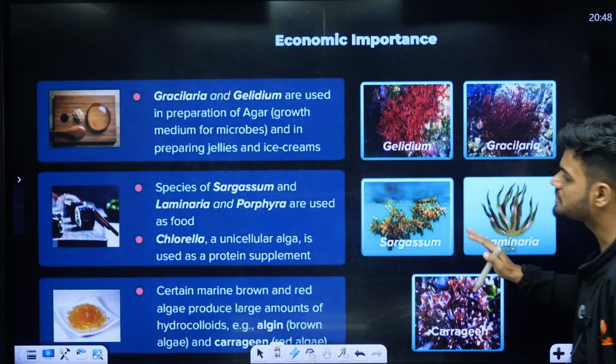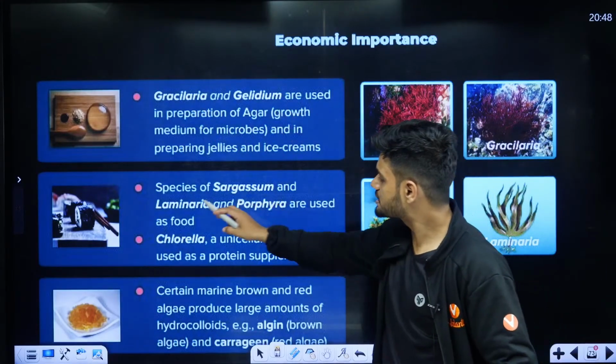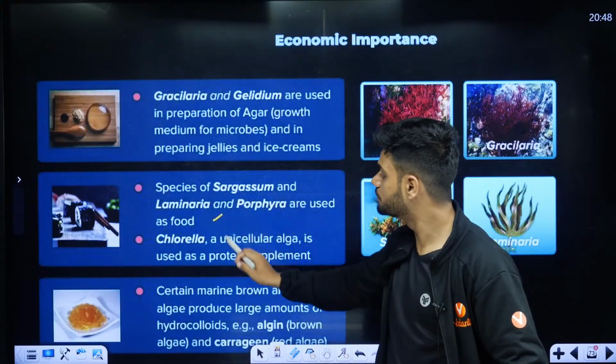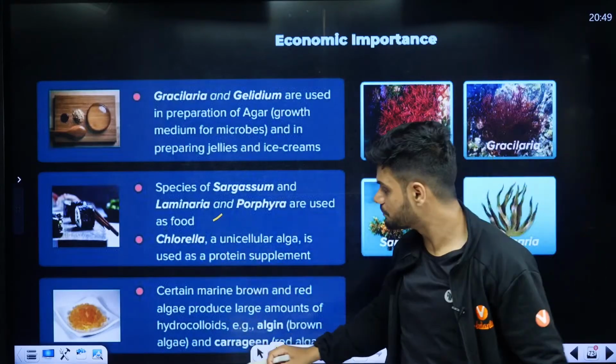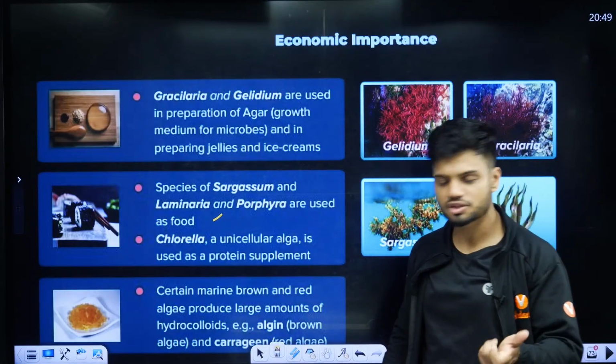Now, economic importance, you already know, students. Glycerin and gelatin is used to make agar agar. Sargassum, laminaria, porphyra are used as food. Chlorella is used in space, we will see. Certain marine algae can also produce hydrocolloidal substances, algin and carrageenan.